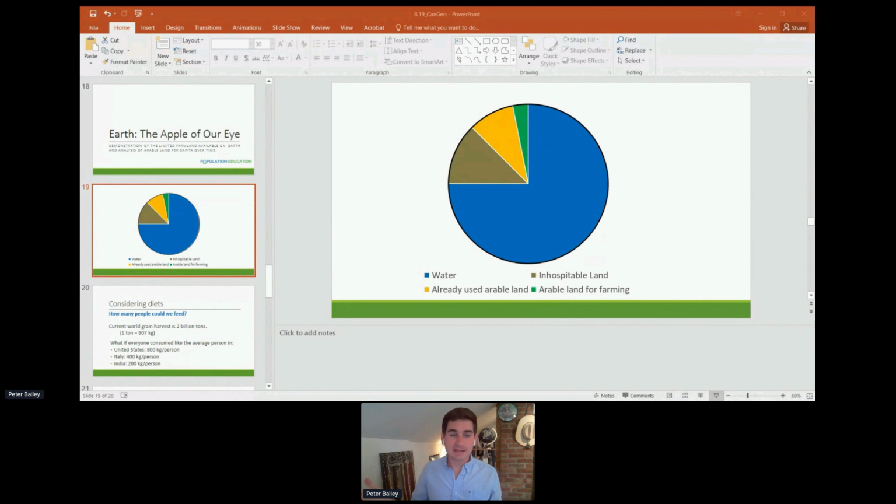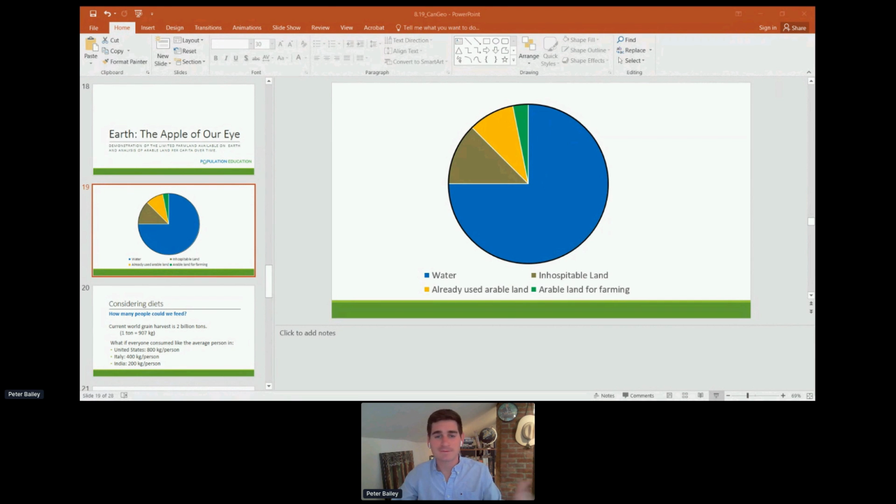This means that if everybody in the world ate like someone in the United States, we could feed only 2.3 billion people. And that is, of course, nowhere near the 8 billion that we need to feed. Italy's a little bit better, but still not even halfway there, at 4.5 billion people. And if everybody ate like the average person in India, we could feed 9.1 billion. So while, yes, we have limits on the amount of farmland that we have, one of the variables is how we eat and what we decide to do in our individual actions.